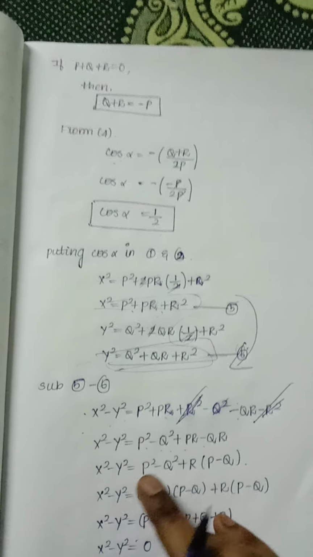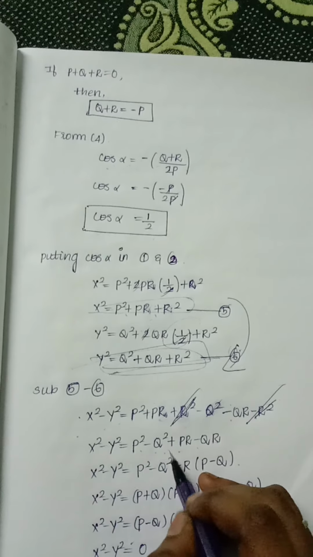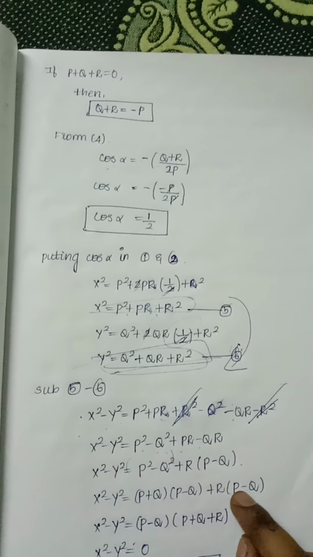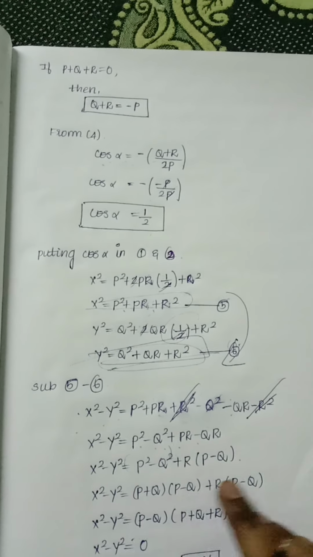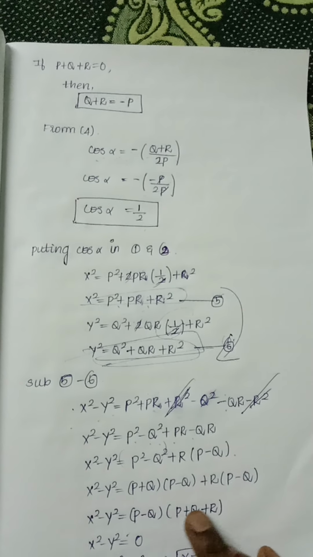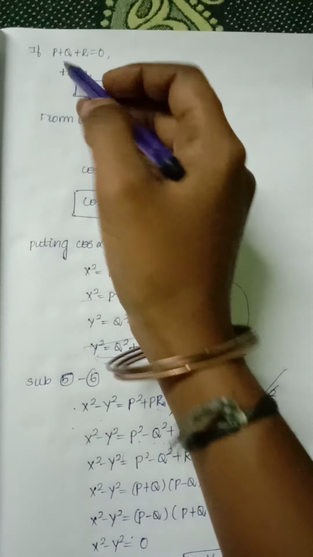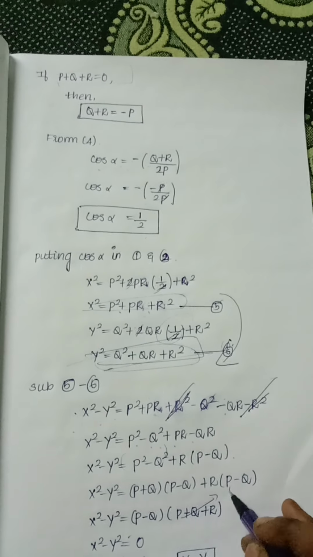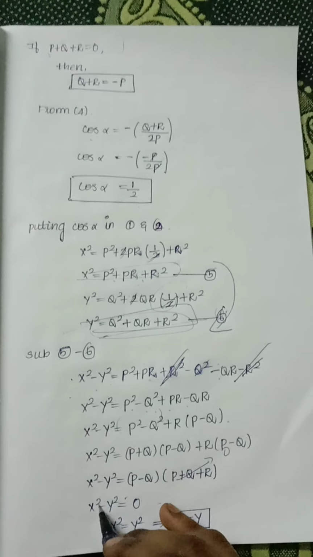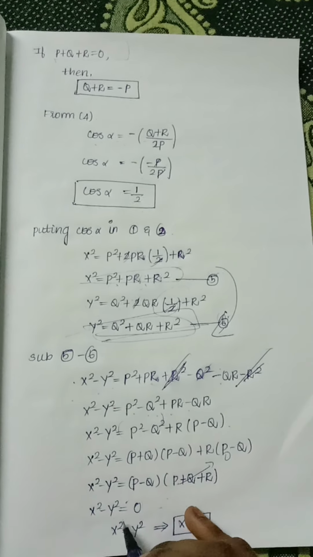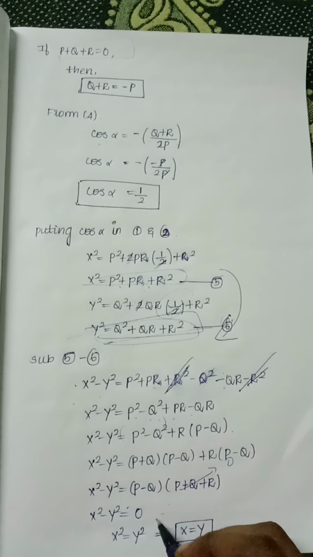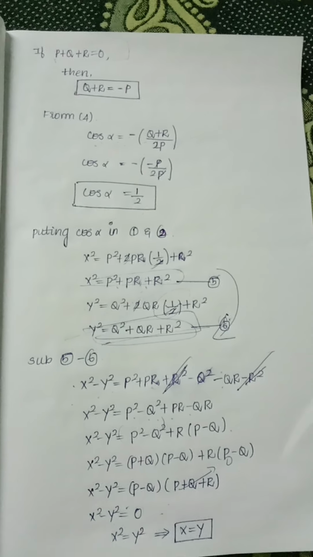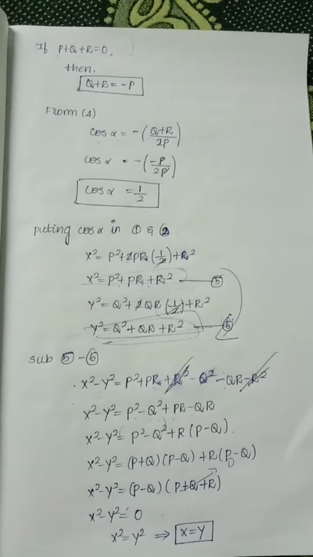As we did in the previous sum, taking a square minus b square as (a plus b)(a minus b), and taking r as common, we get (p minus q) as common in both terms, giving (p minus q)(p plus q plus r). What we are given in the question is p plus q plus r equal to 0. So the whole term goes to 0, that is x square minus y square equal to 0. Taking y square to the right hand side, x square equals y square. Taking the square root, we get x equal to y. Hence we proved all these solutions. Hope you all understand, and thank you.